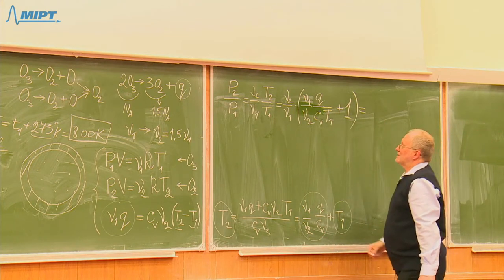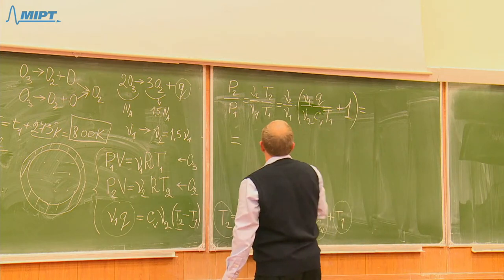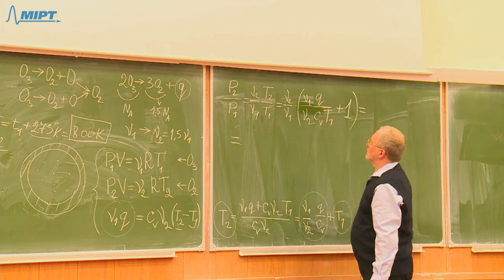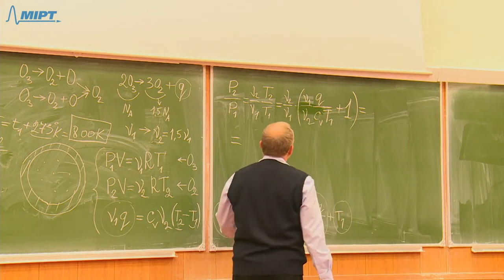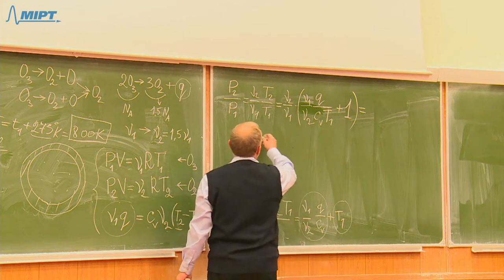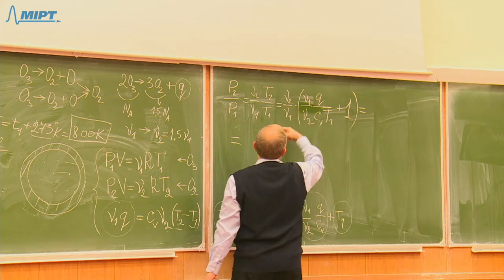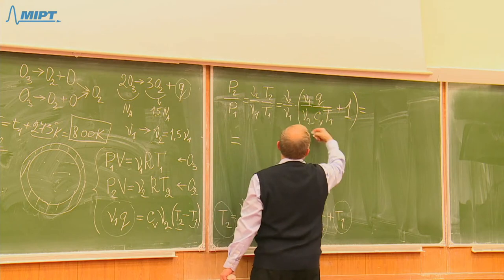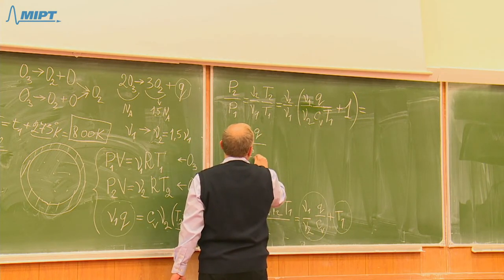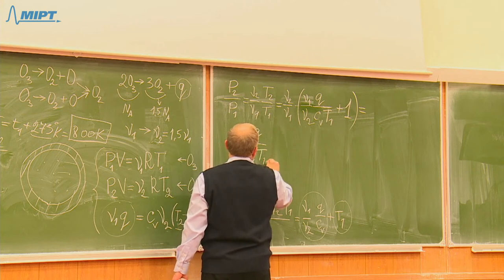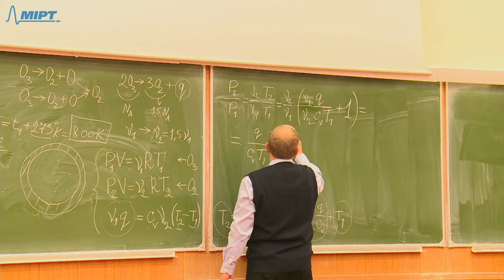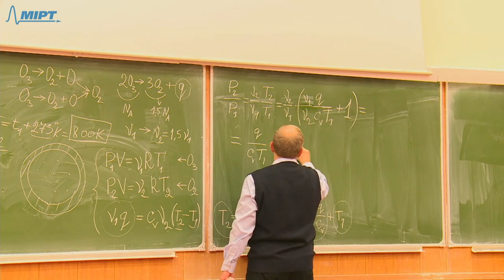Now we have to calculate this formula. Everything is known. Every quantity here is given in the problem statement. By opening the round brackets, the coefficient nu will cancel in the first term, and we will obtain Q divided by Cv T1 plus nu2 divided by nu1.